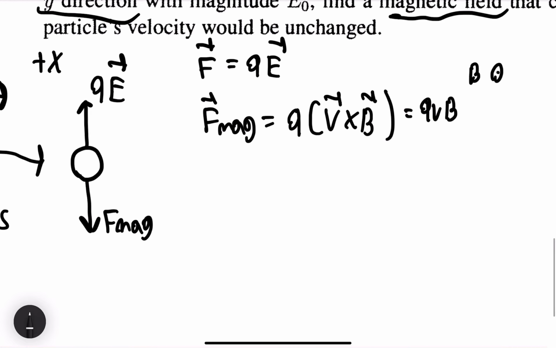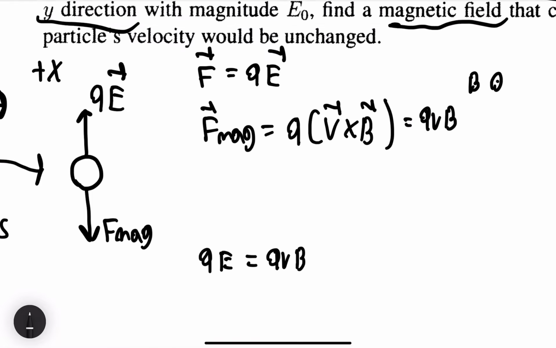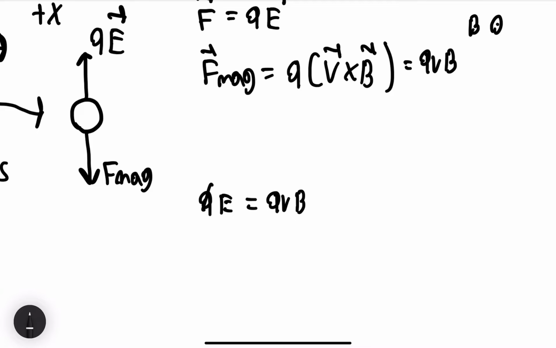So then I would just set them equal to each other. So QE needs to equal QVB, right? Because I need the forces to cancel out. The Q's drop, so B is equal to E over V, and we already said it's out of the page.